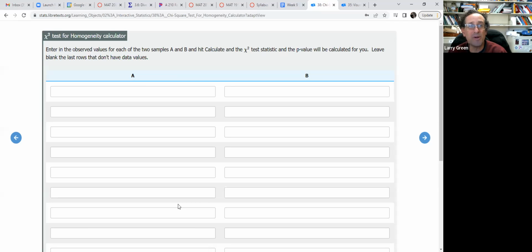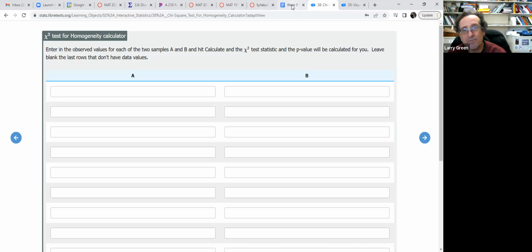Okay. So on this one, it says enter the observed values for each of the two samples, A and B, hit calculate, and then the chi-square test statistic and p-value will be calculated for you. Okay. So hopefully you're noticing there's a lot of similarities between these three tests. They all have a chi-squared and a p-value. That's the main thing. And they all have to do with qualitative, not yes, no survey questions.